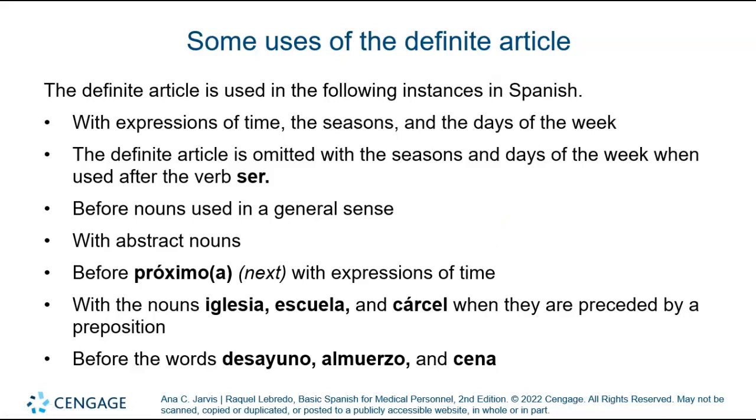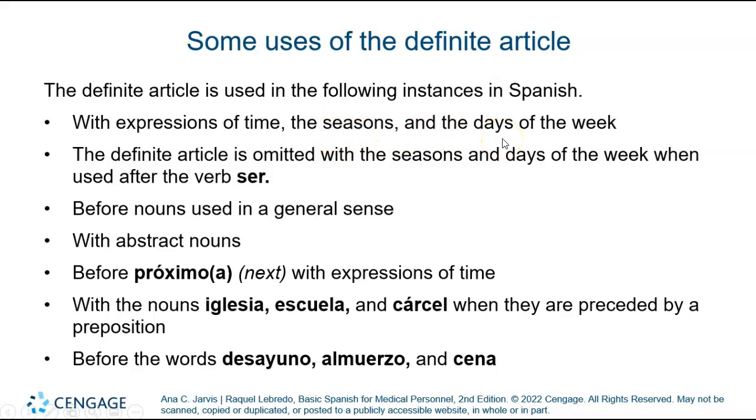Bien. Let's talk now about some uses of the definite article. Remember, articles come with nouns like el, la, los, or las, but we don't always know when we should use it and when we should omit it. So let's go through each point. The definite article is used in the following instances in Spanish. With expressions of time, for example, son las tres. We use the las. If it's 1 o'clock, es la una. Seasons. So, mi estación favorita es el verano. My favorite season is summer, but I would say el verano, not just verano.